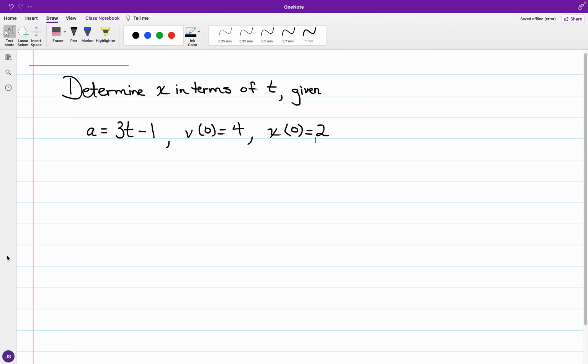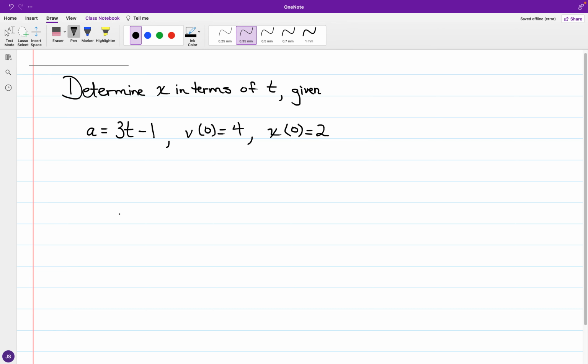Okay, continuing on with what we have for acceleration, velocity, and distance. Again, if we are looking at determining x in terms of t, and we are given that the acceleration is equal to 3t minus 1, and at time 0 the velocity is equal to 4, and likewise at time 0 the distance initially is equal to 2.